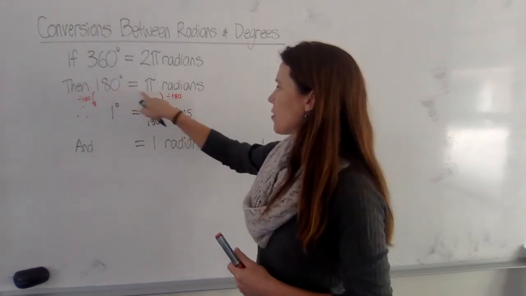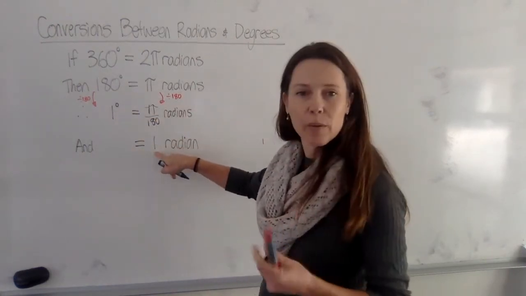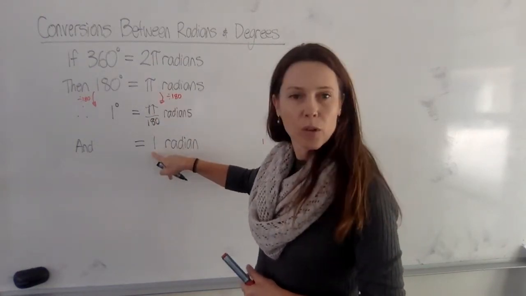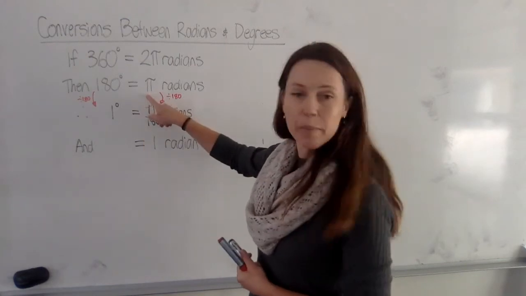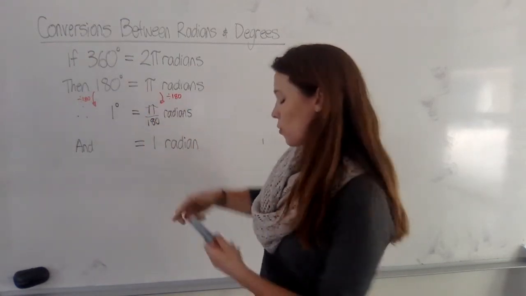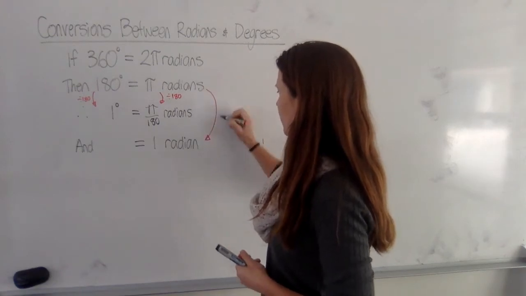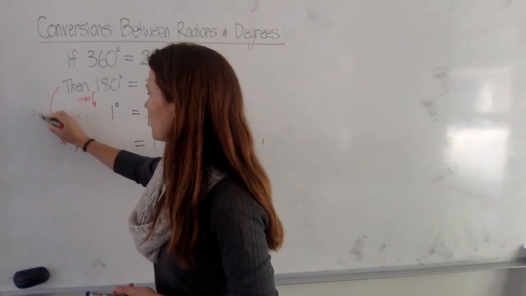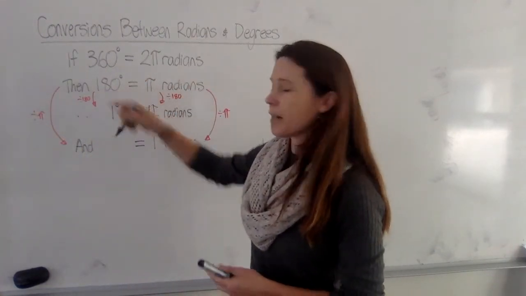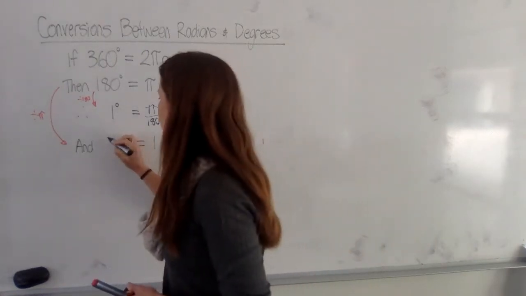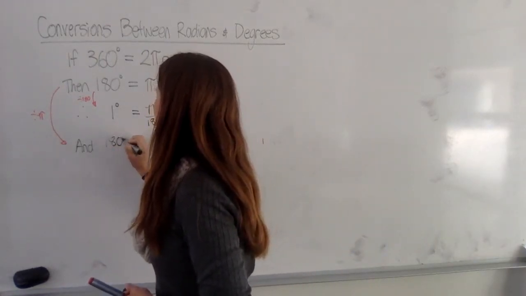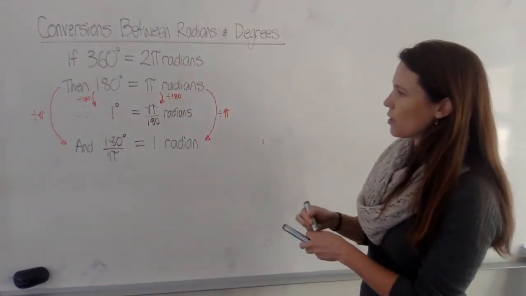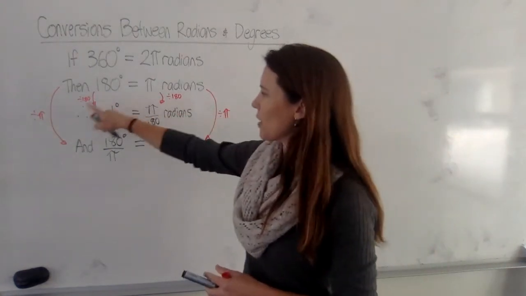Now we can say this is to this as that is to that to try and find out what the conversion is for 1 radian. How do you get from pi radians down to 1 radian? Well, you need to divide by pi, because pi divided by pi is 1. So if you've divided by pi here, you need to do the exact same over here, and we'd get 180 degrees divided by pi, which is easily written like this. And that gives us our 2 conversions.